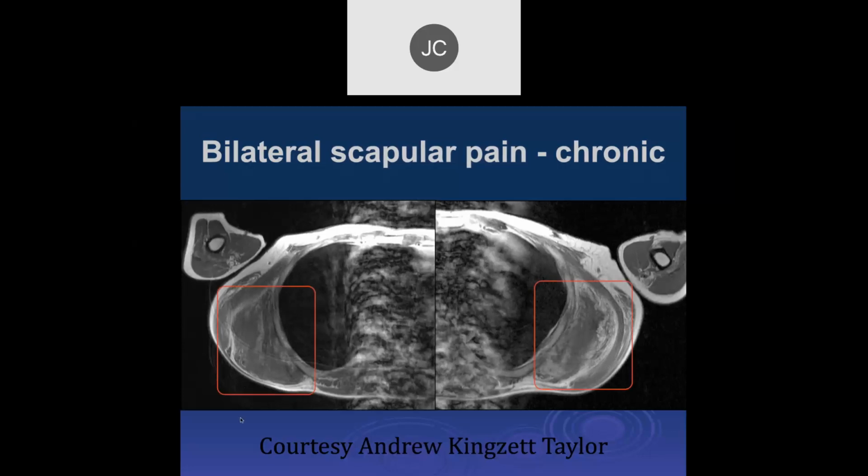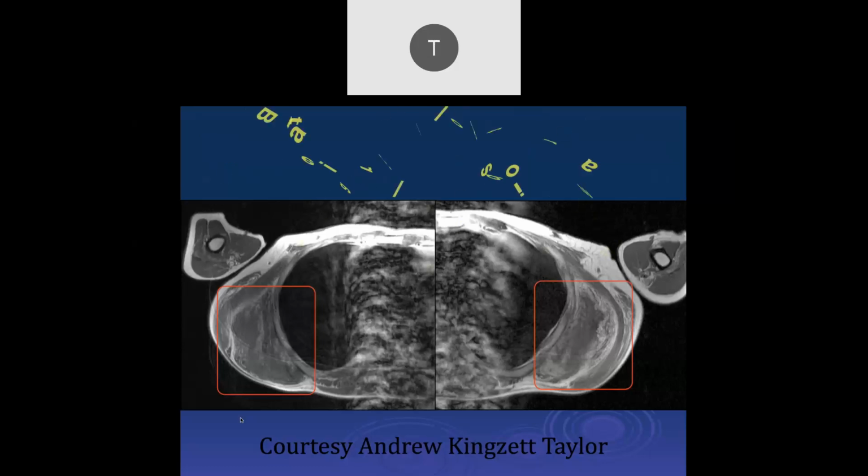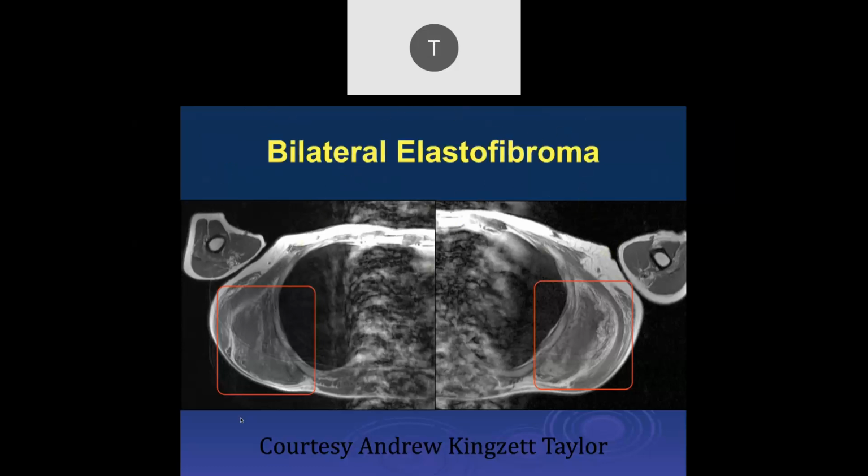Yeah. So what might this be? I know this is unilateral or it can be bilateral. The location is classic for elastofibroma. Yeah, so this turned out to be bilateral elastofibromas. Good. Been there for a long time.